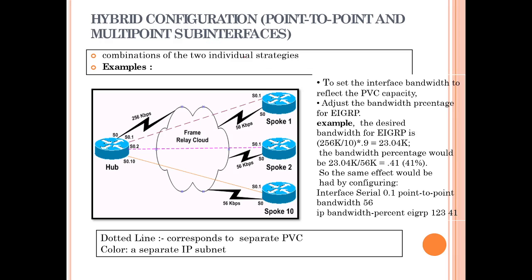Hybrid configuration, point-to-point and multi-point. In this case, what is happening is that we have point-to-point connections, and we also have point-to-multi-point scenarios. Because if you are seeing these things, this is point-to-point, and then comes multi-point. Once we go to the next slide, we will see how we can configure those things.